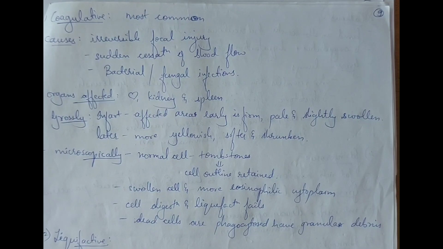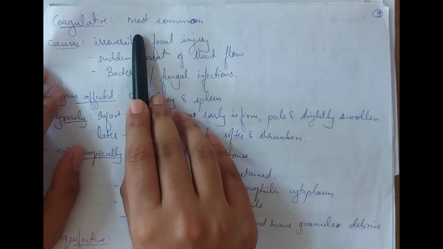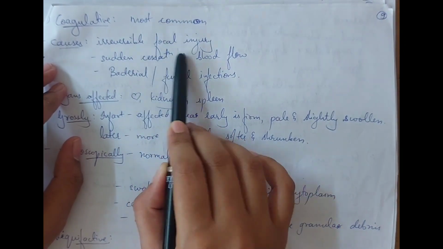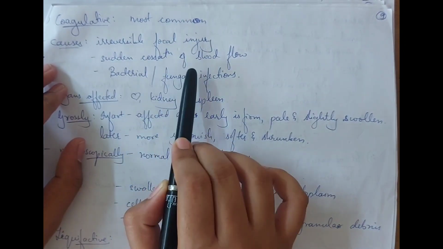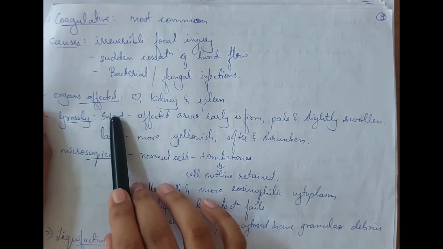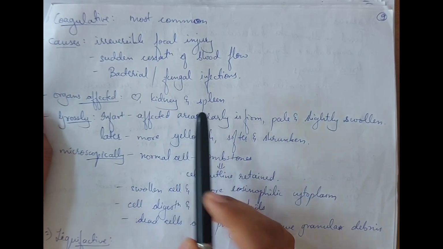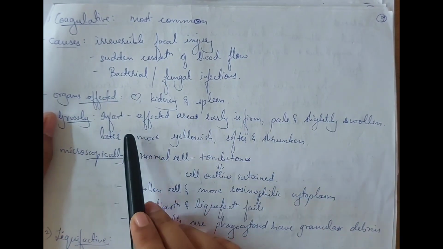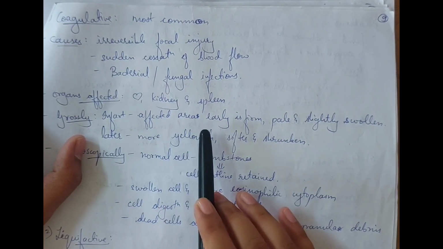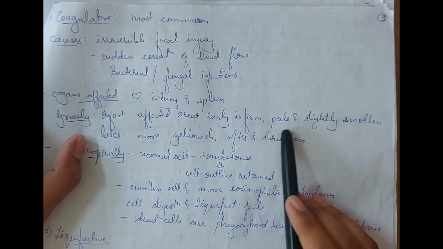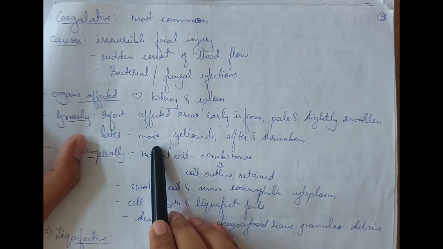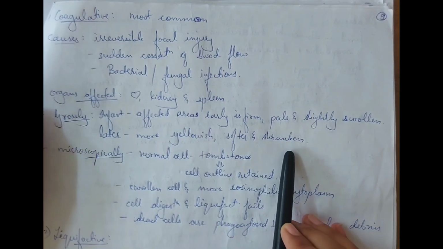The first one is coagulative necrosis, which is the most common type. It is caused by irreversible focal injury, sudden cessation of blood flow, and bacterial or fungal infections. Organs affected are the kidney, heart, and spleen. Grossly, in the initial stage of an infarct, the affected area is early firm, pale, and slightly swollen. But later, it is more yellowish, softer, and shrunken.